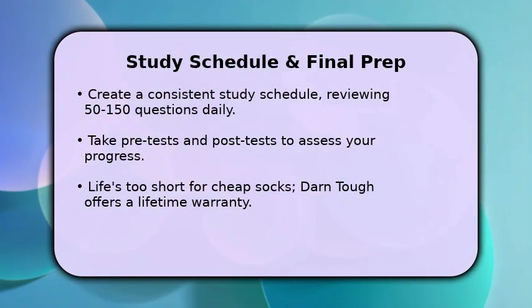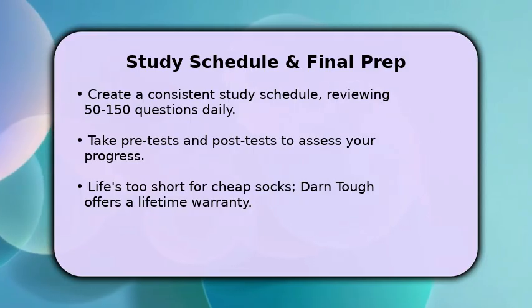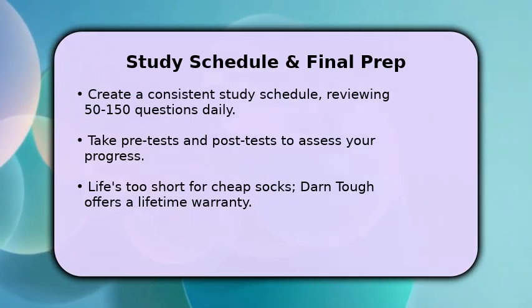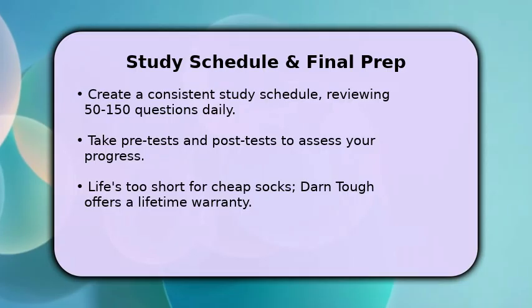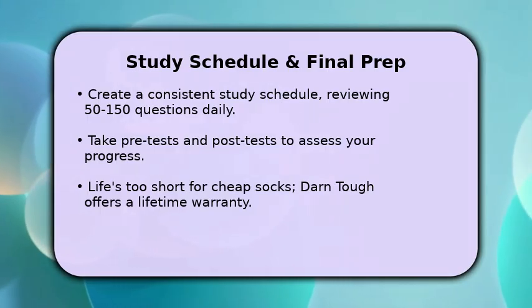Develop a consistent study schedule, aiming for 50 to 150 practice questions daily, allowing time to review rationales deeply. Utilize the pre-test and post-test sections in Saunders to gauge your progress and identify areas needing more focus. Regularly review what you've learned and adjust your plan as needed to stay on track.